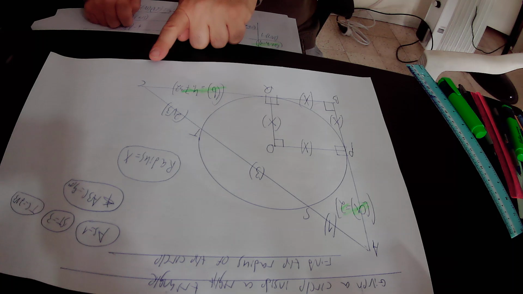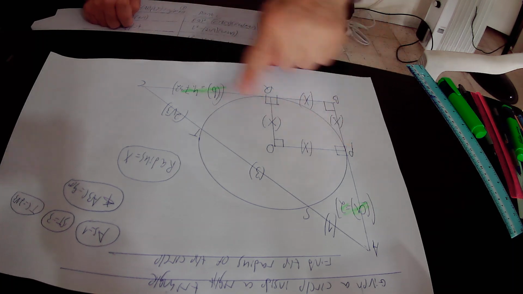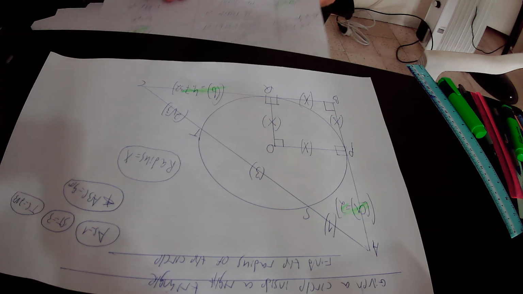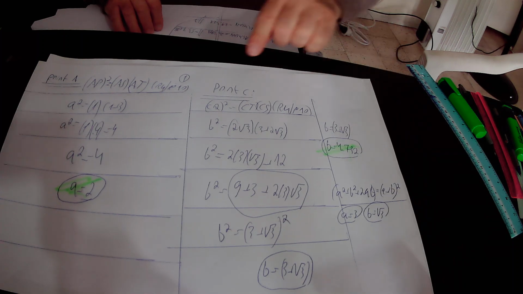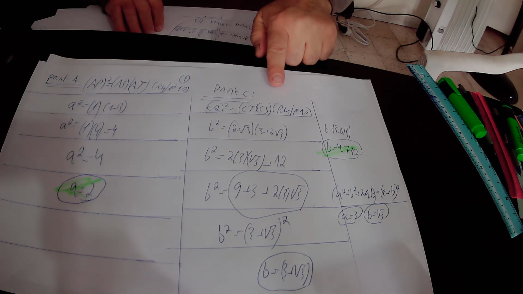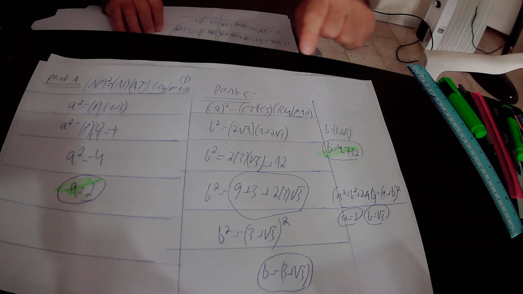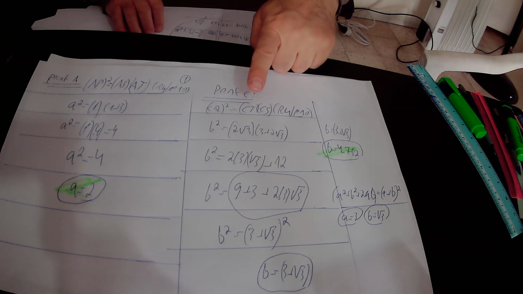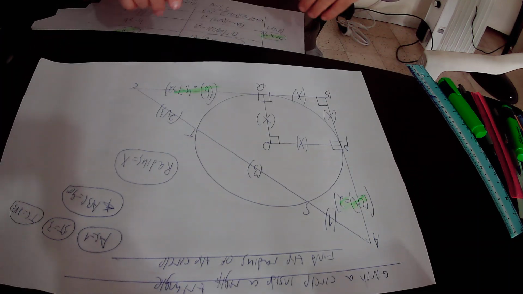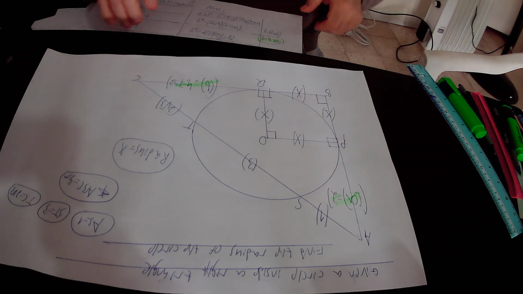According to rule 10, we get that CQ square equals CT times CS. CQ is B, therefore CQ square is B square, and it is equal to CT times CS. CT is 2 times root of 3, and CS in total equals 3 plus 2 times root of 3.